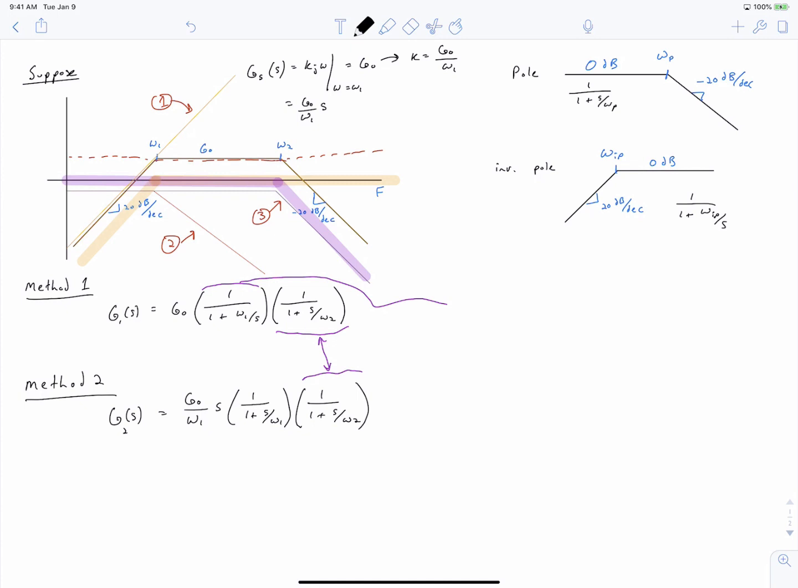So remember how in our previous lecture I had noted that you can rewrite an inverted pole in terms of a zero and a regular pole. So let's go ahead and do that. And notice that when we have done this, we now have this term right here, which is equal to this term. And if we multiply G0 times this term right here, we end up getting the same expression as over here. So in other words, we have proven that G1 of S is equivalent to G2 of S.